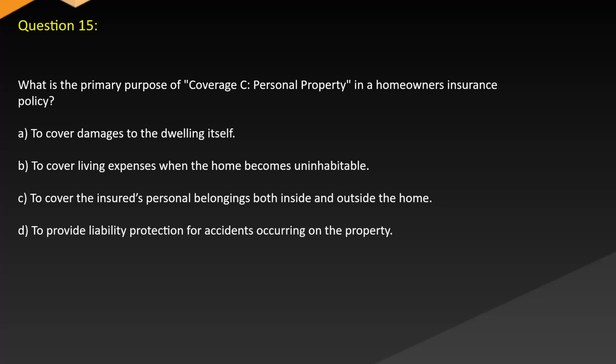Question 15. What is the primary purpose of Coverage C, personal property, in a homeowners insurance policy? A. To cover damages to the dwelling itself. B. To cover living expenses when the home becomes uninhabitable. C. To cover the insured's personal belongings both inside and outside the home. D. To provide liability protection for accidents occurring on the property.